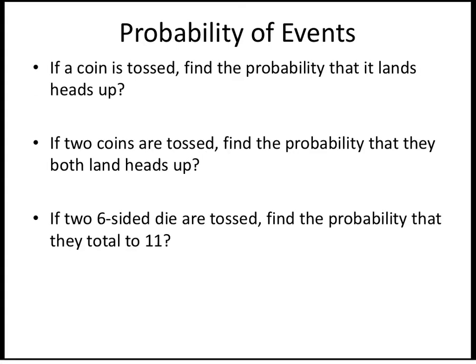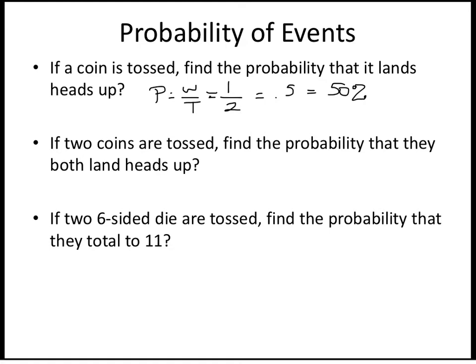So if a coin is tossed, find the probability that it lands heads up. So remember, probability is what you want over the total, right? So what you want is heads, right? Well, that's one particular configuration out of 2 items in the sample space, right? So the probability is 0.5 or 50%, right?